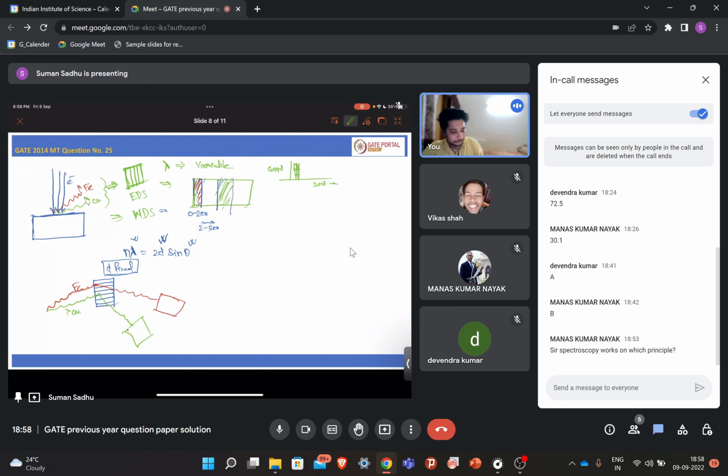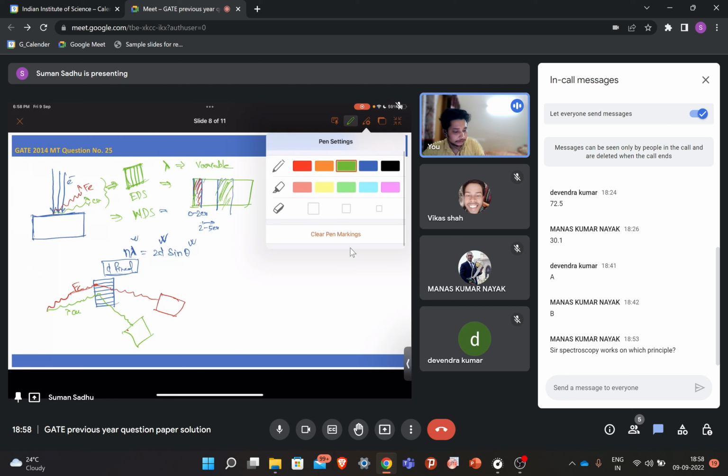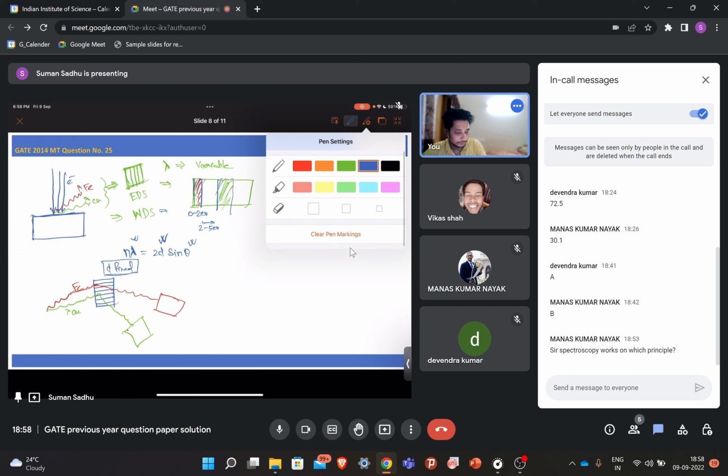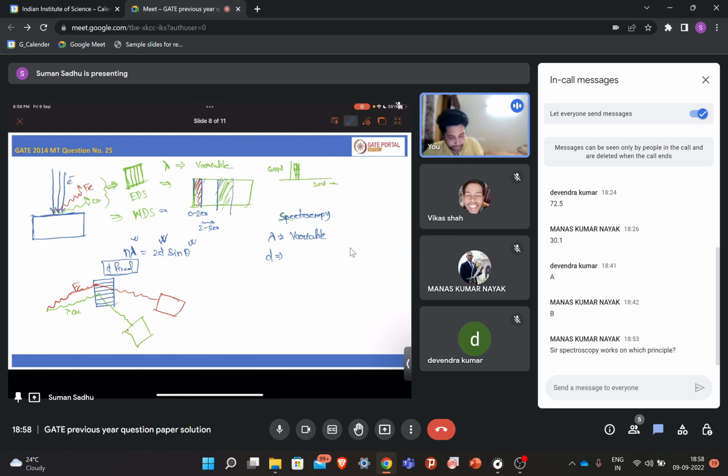So in case of spectroscopy, I am just summarizing this: lambda is variable, d is fixed because you are using a single crystal. So theta will depend on this lambda, so theta will be variable. You are keeping d fixed, lambda is variable. This is for spectroscopy.